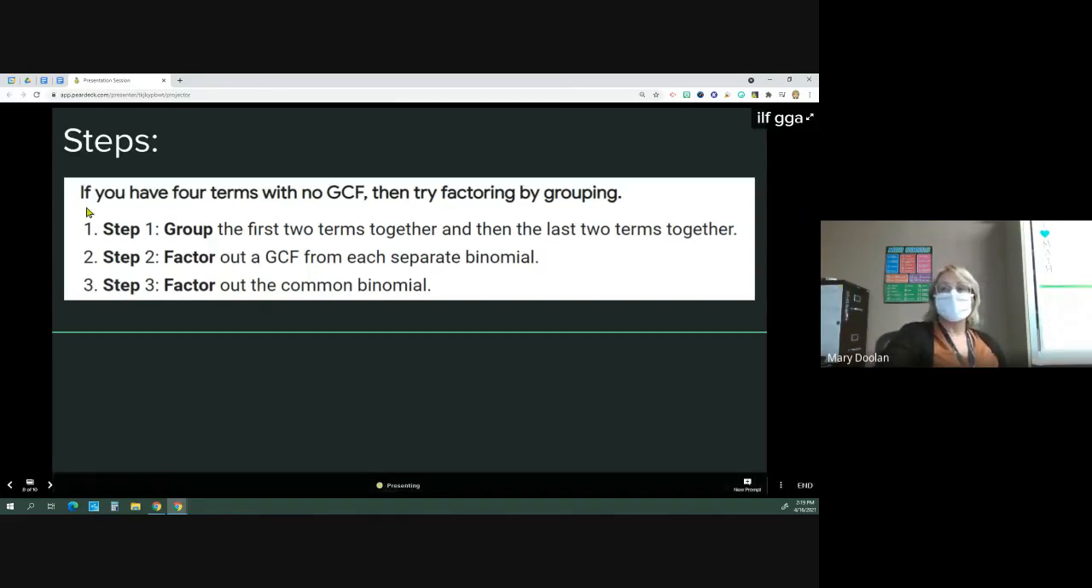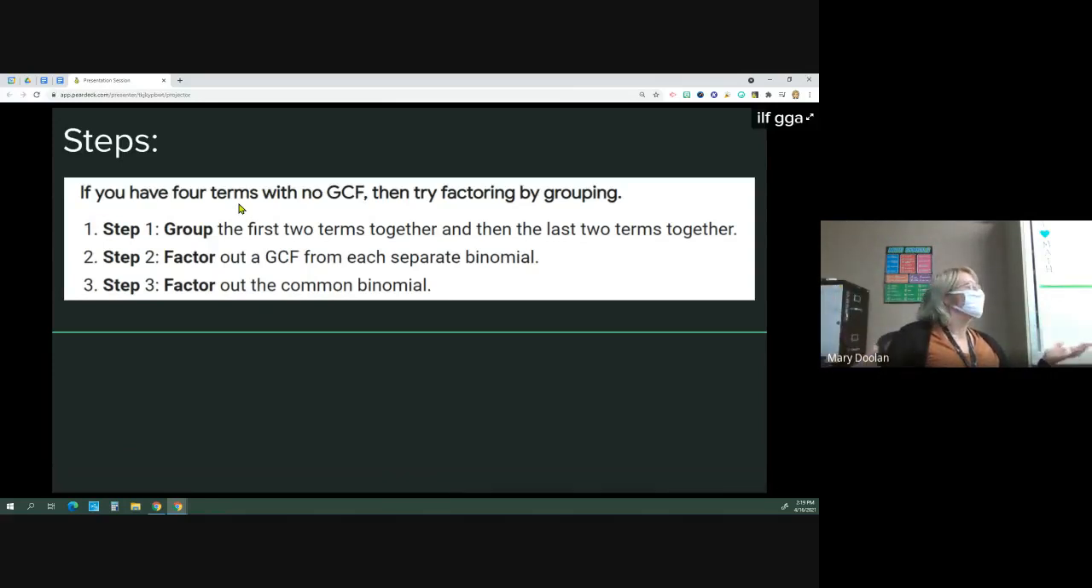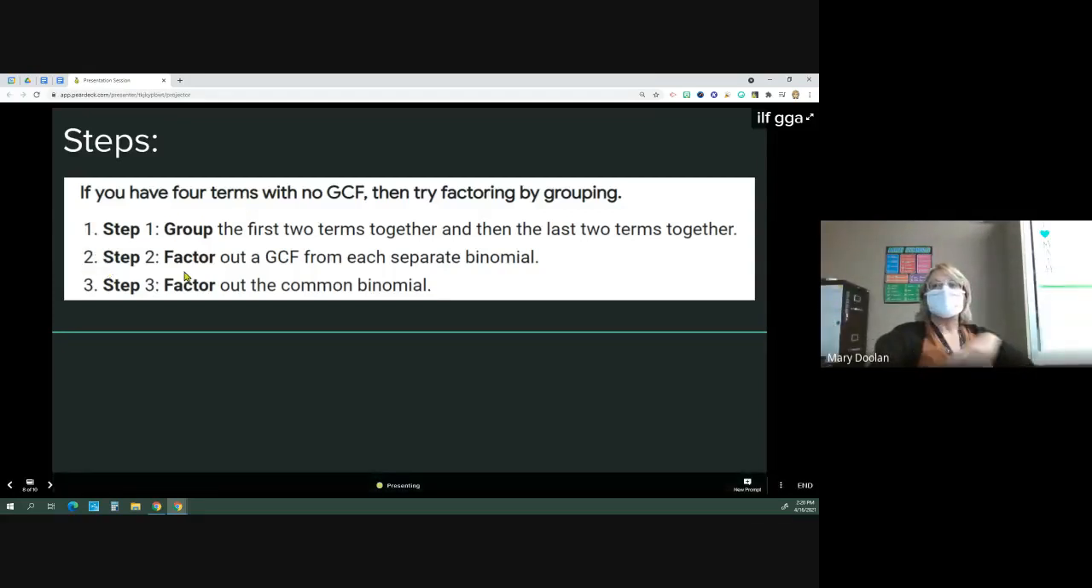So if you have a 4-term polynomial, so you have 4 things being added together, but if you look at them and you can't find a GCF, a greatest common factor, amongst any of those terms, then this is something we would try. We would try factoring by grouping. The first step is to group, which means to put parentheses around the first 2 terms and then also around the last 2 terms. So you're basically taking a 4-term polynomial and splitting it in half, and you're just going to look at each half separately. The second step is to factor out a GCF from each separate binomial.